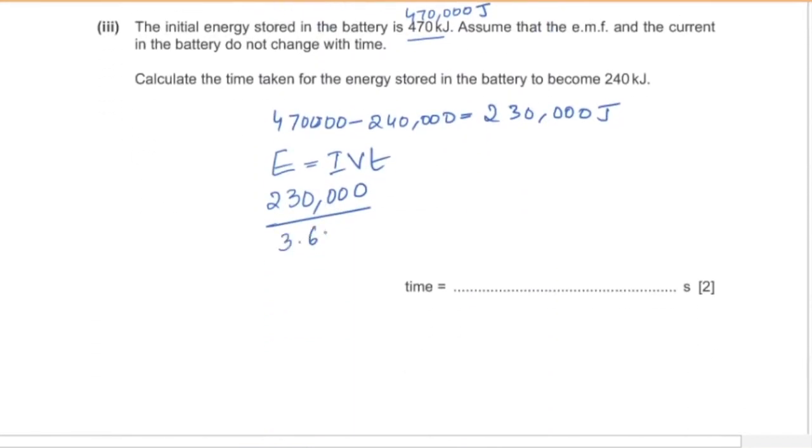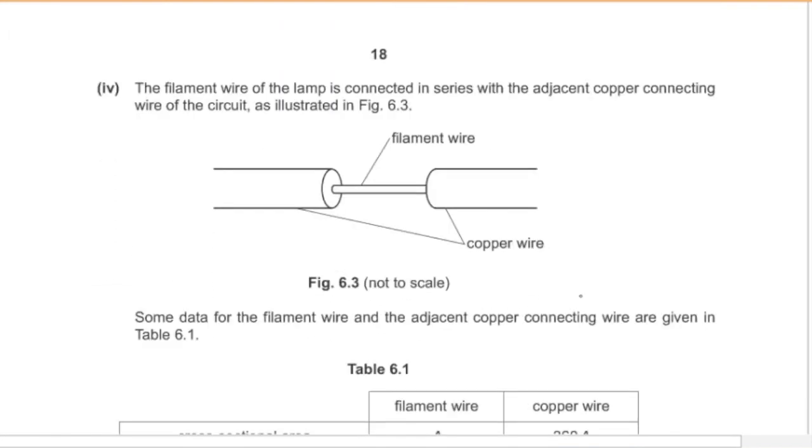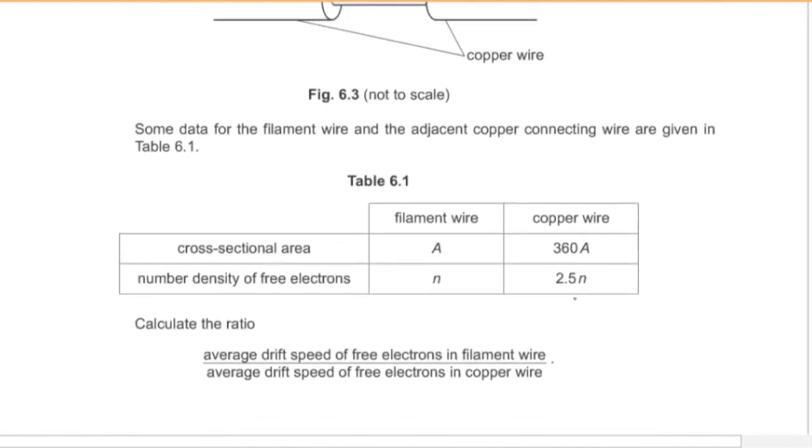So 3.6 into 12 volts. This gives us the time of 5324 seconds. Part 4. The filament wire of the lamp is connected in series with the adjacent copper connecting wire of the circuit as illustrated in figure 6.3. Some data for the filament wire and the adjacent copper connecting wire are given in table 6.1.